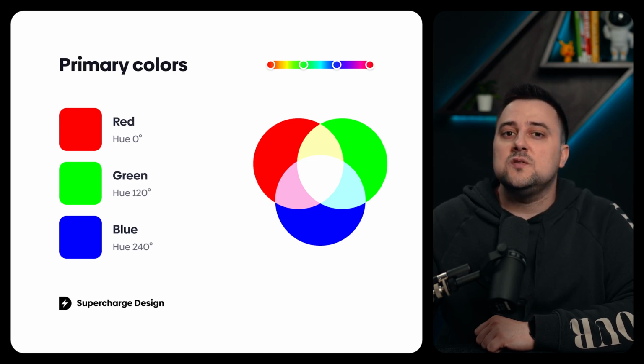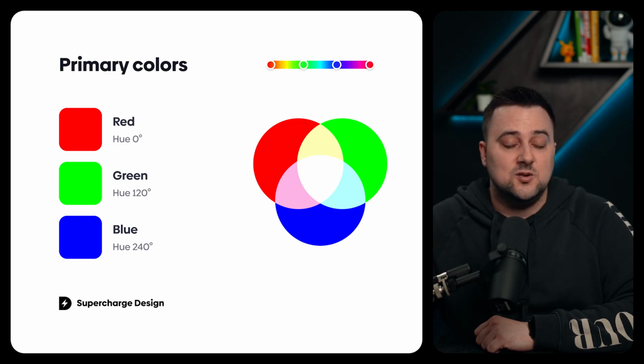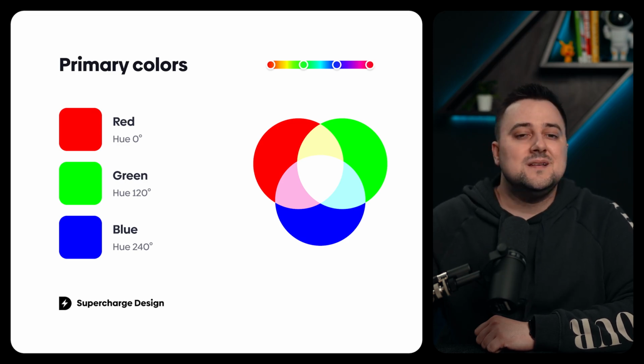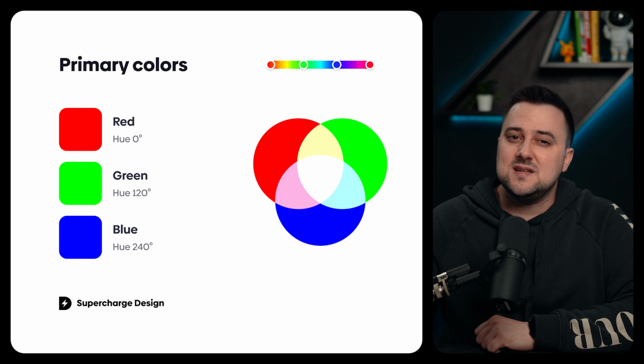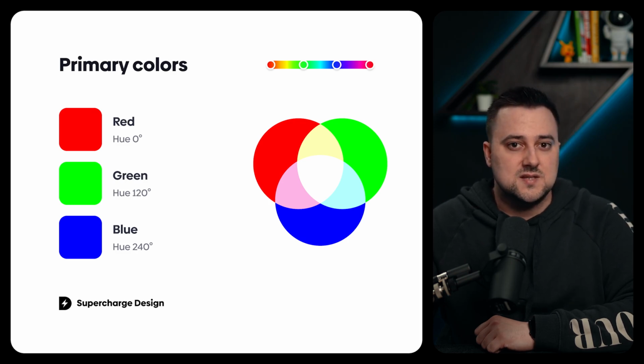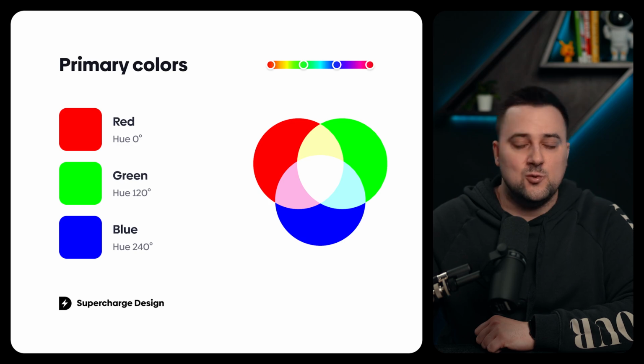If you combine all 3 of these colors, you would get white. If none of them are present, you get black. These colors are the building blocks of all other colors and cannot be created by mixing other colors. If we take a look at a hue color wheel, red is at 0 and 360 degrees, green is at 120 degrees, and blue is at 240 degrees.